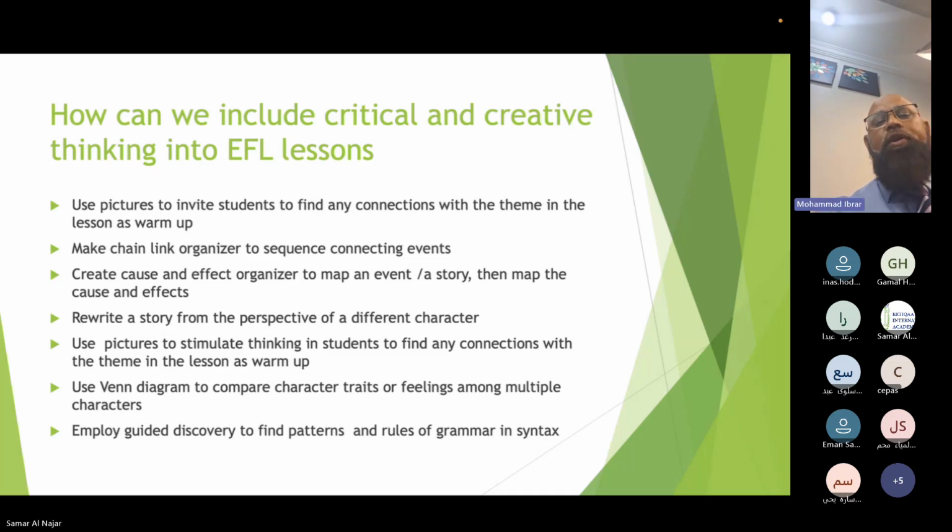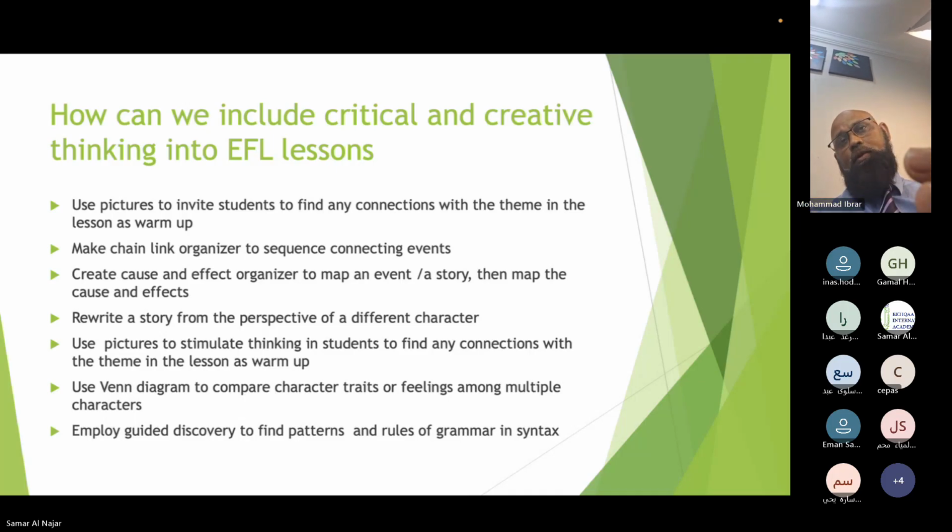How can we include critical and creative thinking into EFL lessons? We can use pictures to invite the students to find any connection with the theme in the lesson as a warm-up. So before we help the students read the passage, we use some pictures as a warm-up. And this is how we introduce the topic and set the context. Pictures are very good in helping a student connect the topic to the main theme in the reading passage.